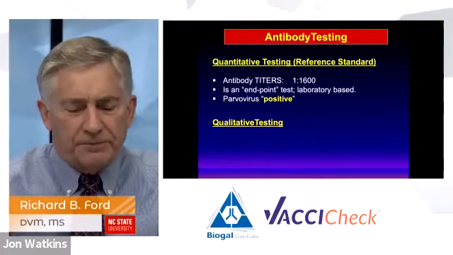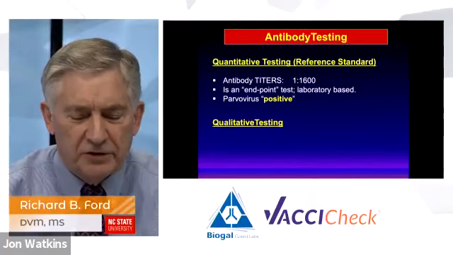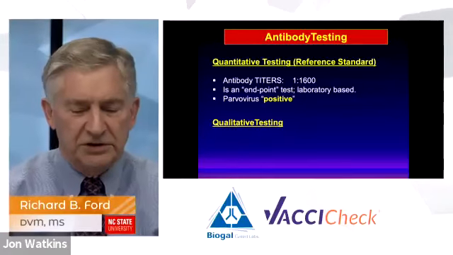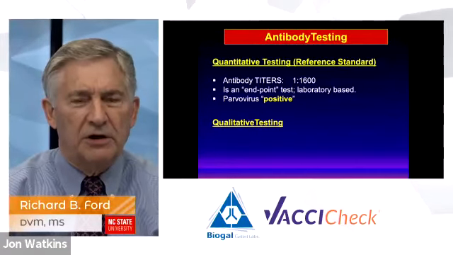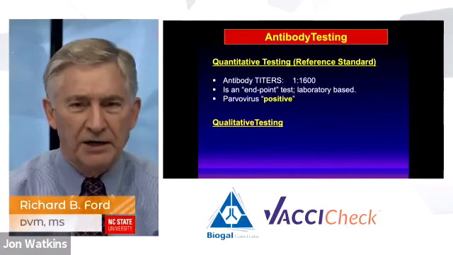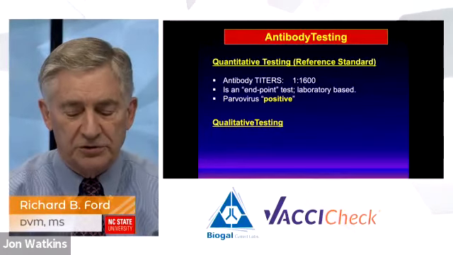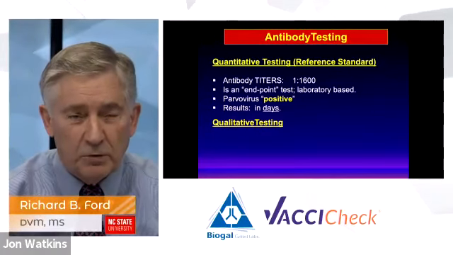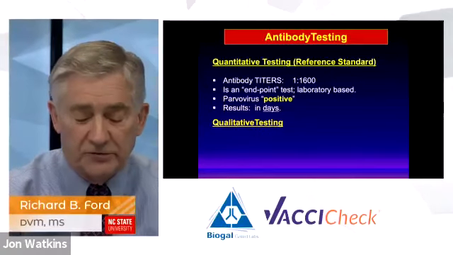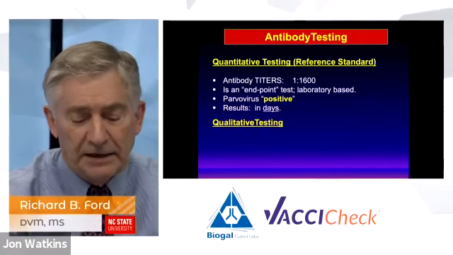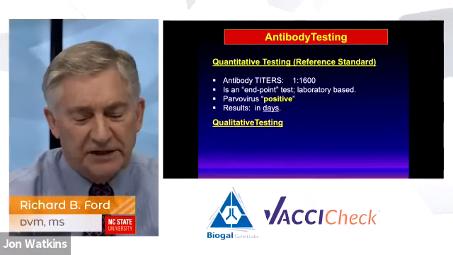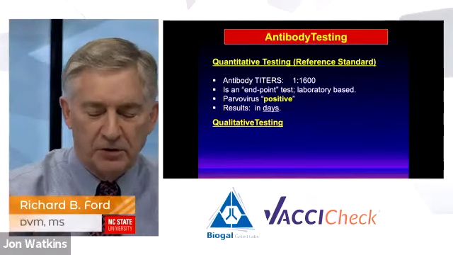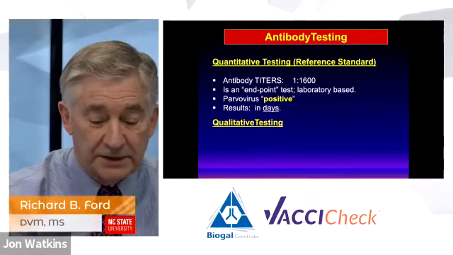This is important. When the laboratory reports the results to you, they will frequently say, here is the titer, 1 to 1600, and then the reports are generally generated as positive, or if they're below a threshold, they are negative. Results typically will require days to get those results back. Now, those quantitative testing, the antibody titers, generally represent the reference standard. Some people call them the gold standard for antibody testing.